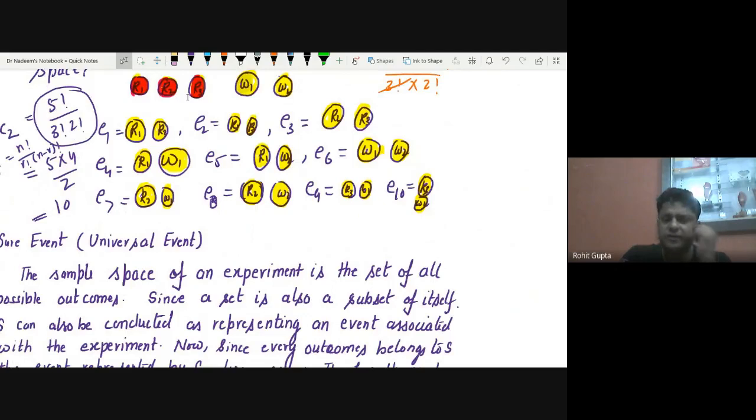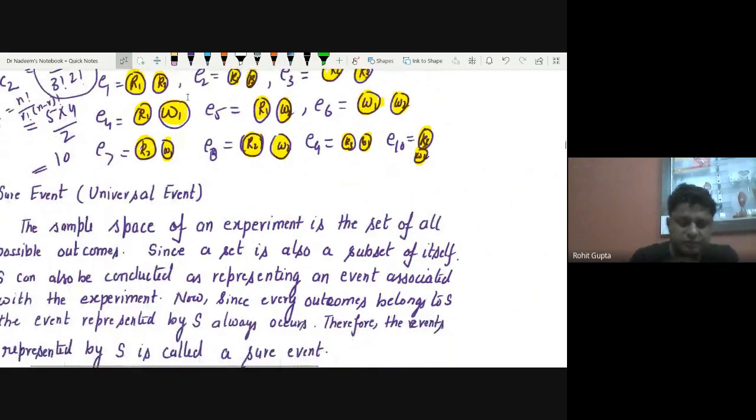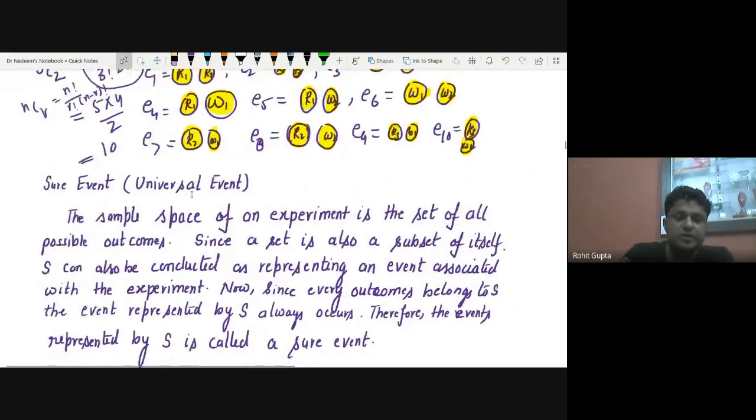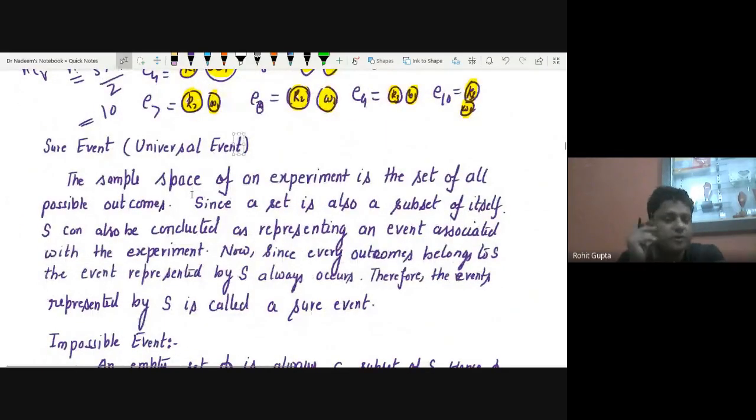Okay. Sure events. Now we are going to discuss some other terminologies of probability. We are dealing here with the sure event, the universal event. Sure means an event which will happen. For example, if we are tossing a coin, and I am saying that the event is either head or tail. Obviously, there are only two outcomes. Either tail will come or head will come.